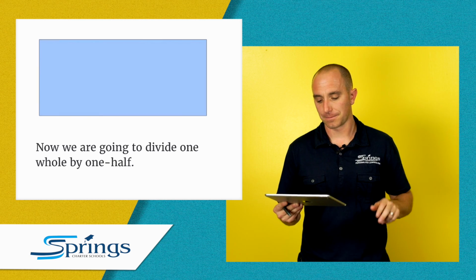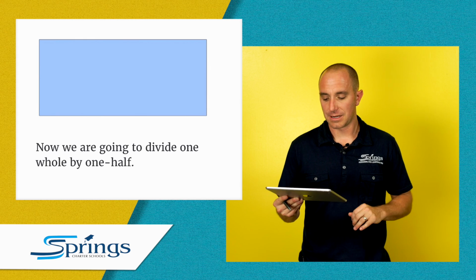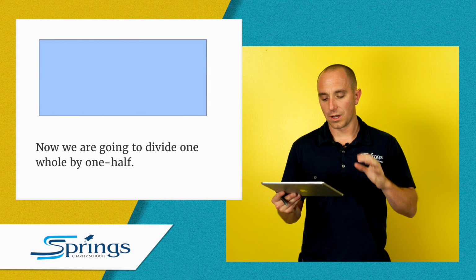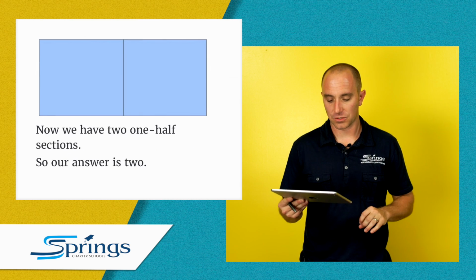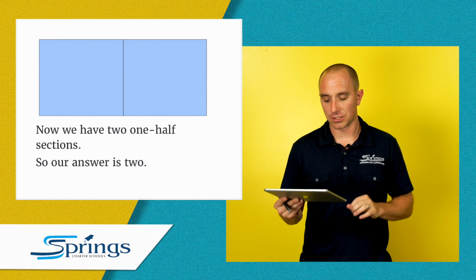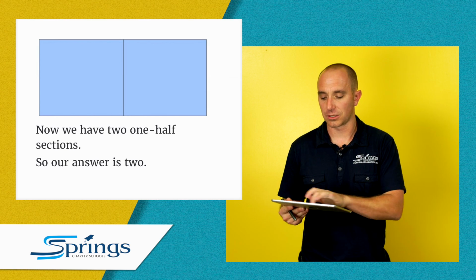Let's look at the picture. So we have our whole here. Now we're going to divide one whole by 1/2. So now you're going to have 2 1/2 sections, so our answer is 2. I know, a little confusing.